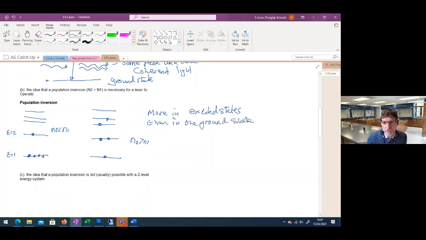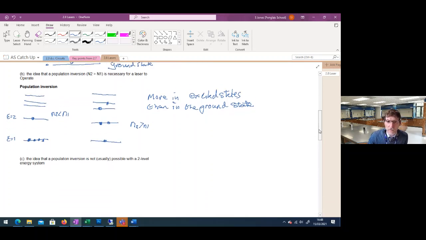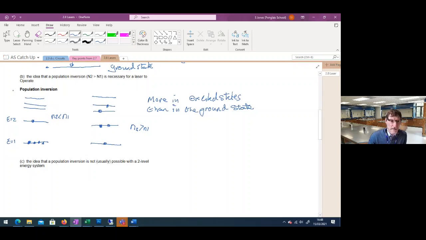Because if we can get them in the excited state, we can get this stimulated emission. If they're all in the ground state, we can't have stimulated emission, because there's nothing to stimulate. But if we can get them up there, we can stimulate them to fall down using the right photons coming in, and they will fall down, giving us coherent light. Now we've got the fundamentals to create our laser.